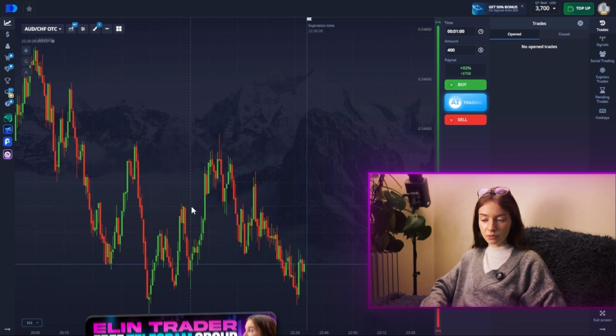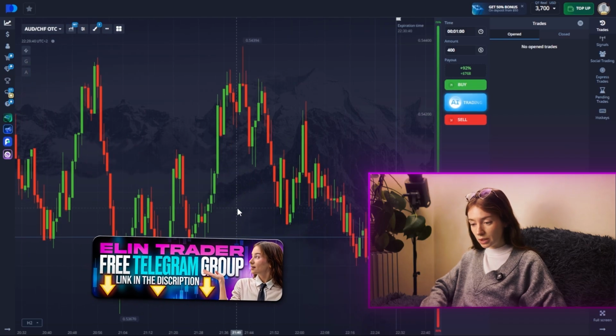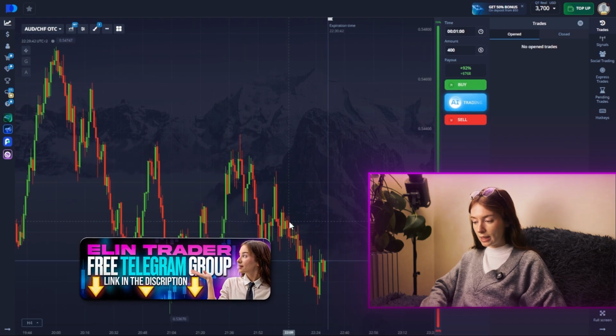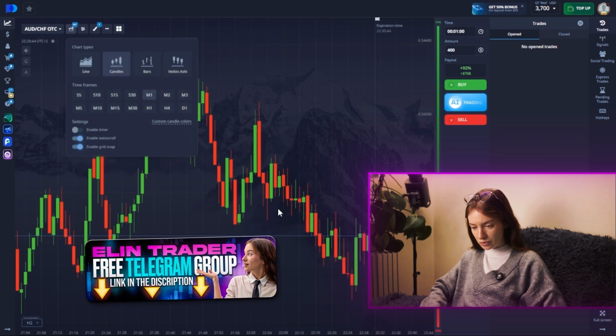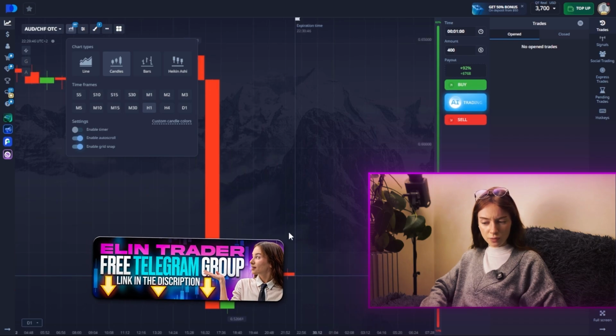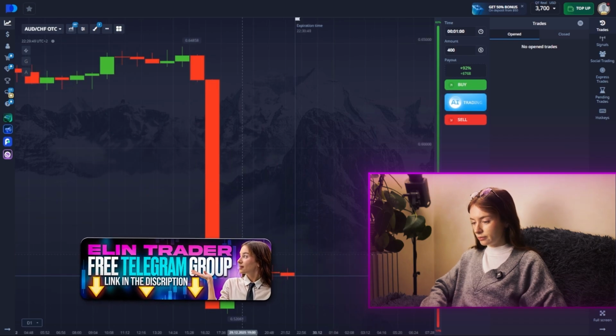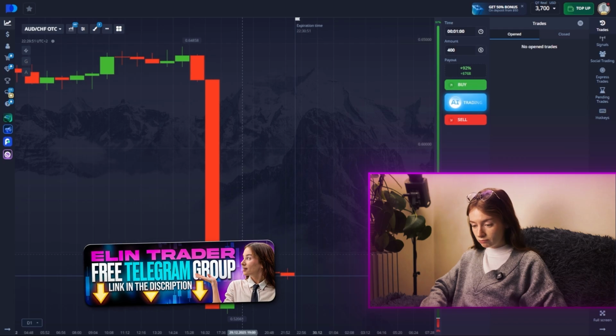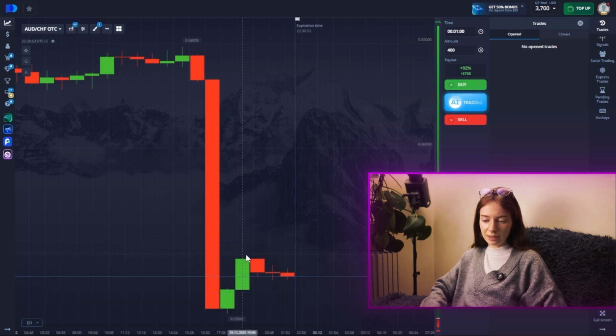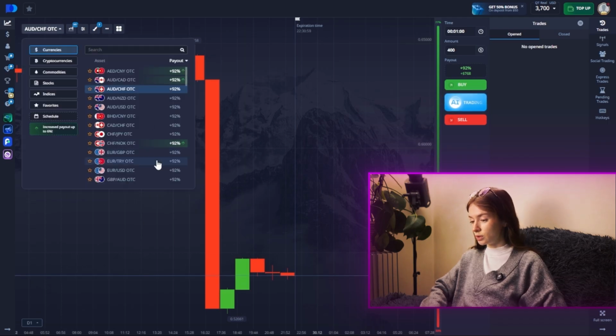Overall, this is more of a ranging situation, and I don't recommend entering right now. After such drops on the hourly time frame like this one, the market is very unstable. It can reverse in either direction and becomes unpredictable. So we don't trade this pair, we choose another pair.